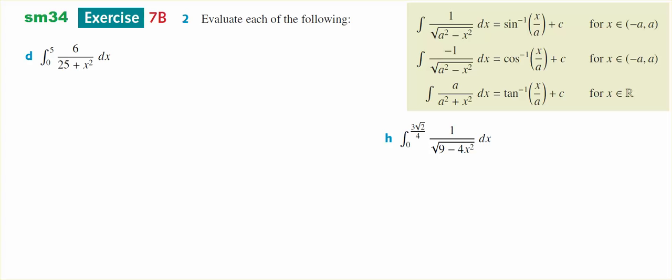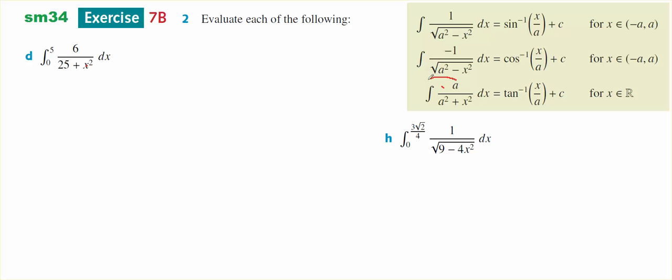This is for Year 12 Specialists. It comes out of 7B, question 2, trying to solve these definite integrals, and I'm going to be using the inverse circular function rules. In 2d, I've got 6 over 25 plus x squared.